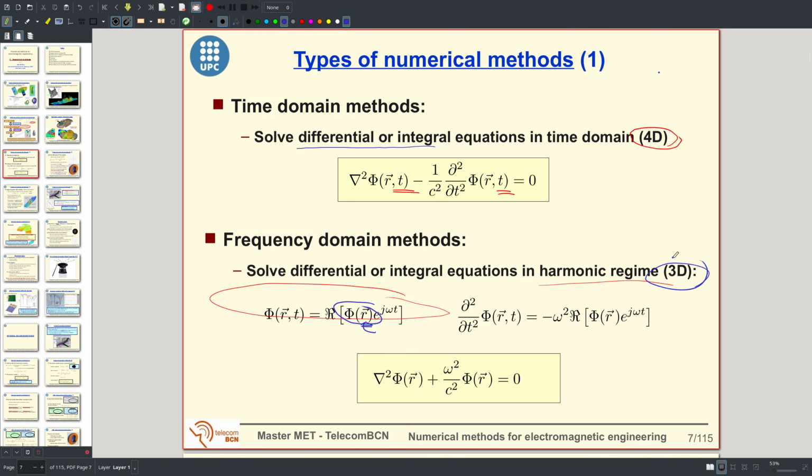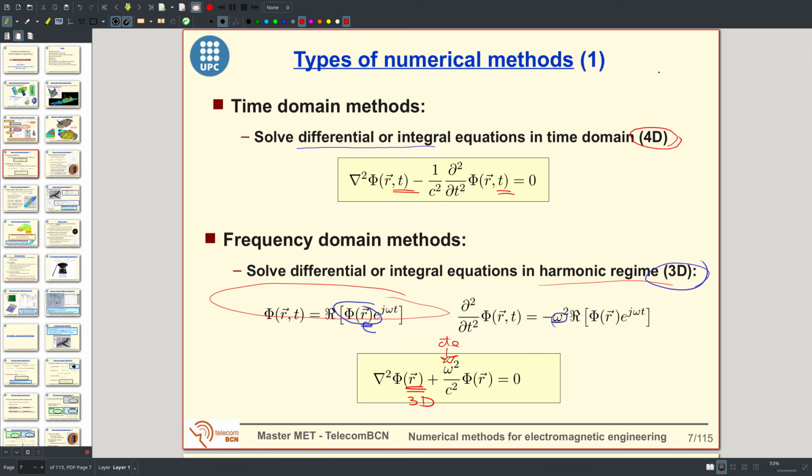You work in the Fourier domain, you work in frequency domain, and your variable is omega, the frequency, but you keep omega fixed. So now you have in fact 4 variables, the 3 variables of space plus a frequency, but the frequency is fixed and it's no longer a variable. So your equation now has 3 variables that are the space variables, and the frequency is a constant parameter.